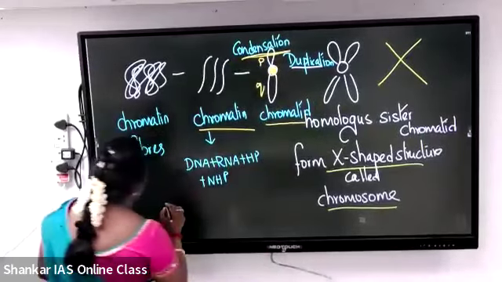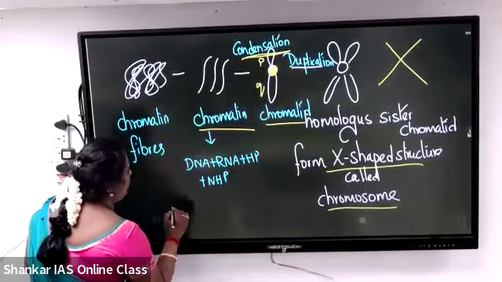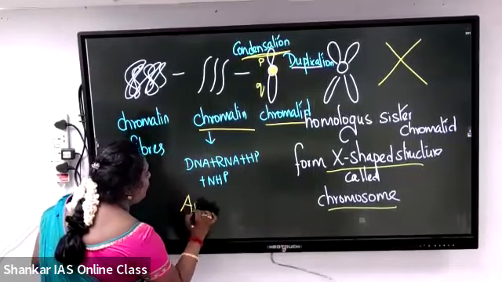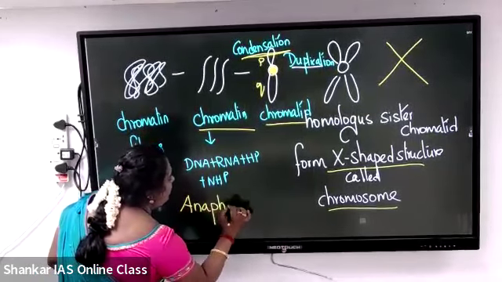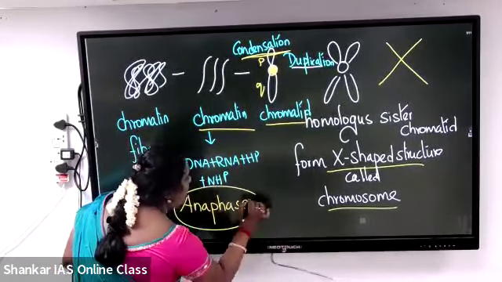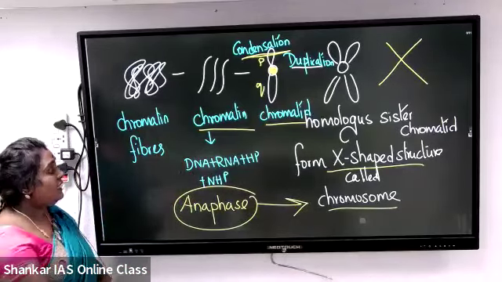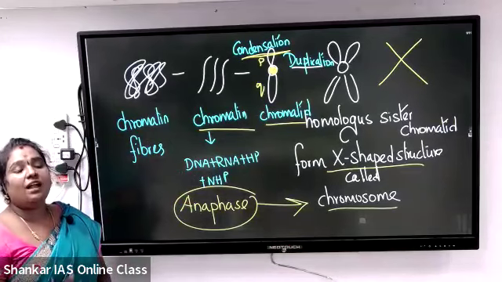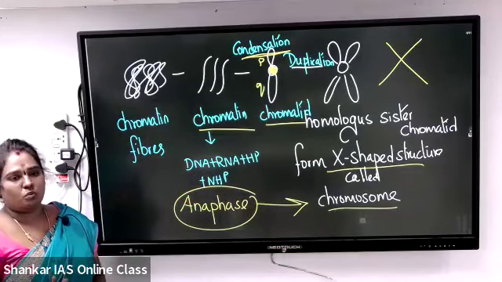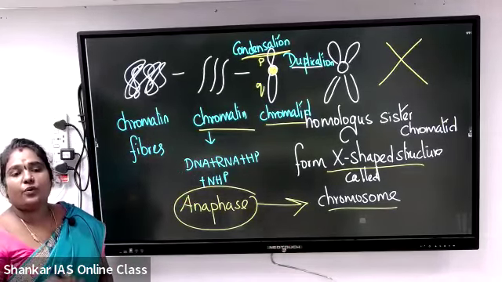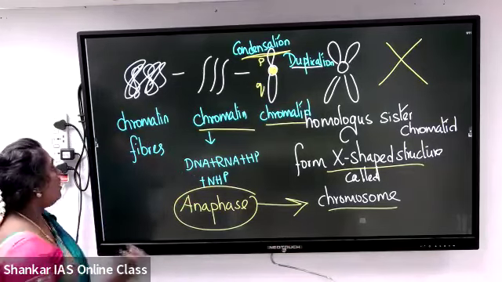Now one more question comes. During which stage can you see the chromosome? During the phase of anaphase, you can see the typical structure of the chromosome. In this phase, you could study the different structures of the chromosomes, the period in which you could see visibly the structure of a chromosome.